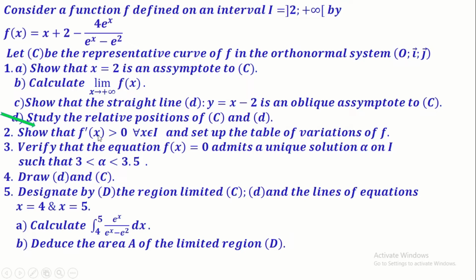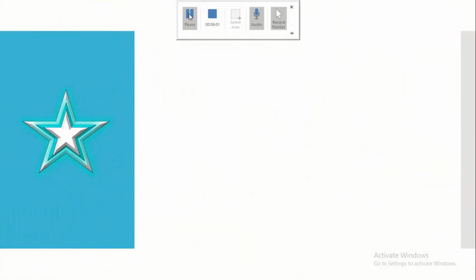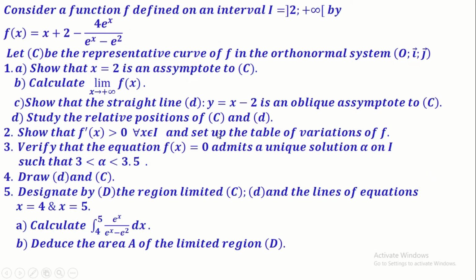Now show that f prime of x is positive for every x belongs to I. So in this case, we need to calculate f prime of x, the derivative of f, and then set up the table of variations of f. Now let's start with the derivative.